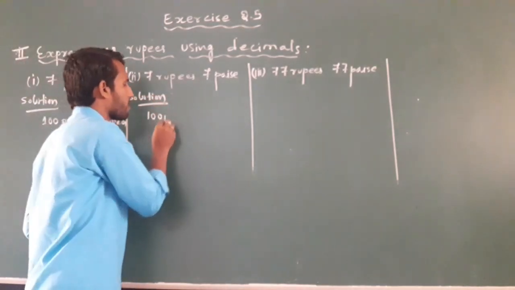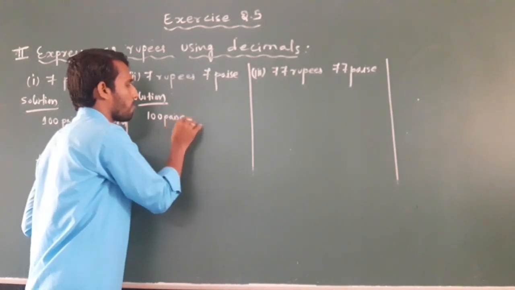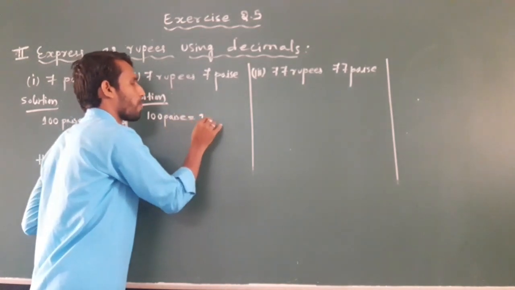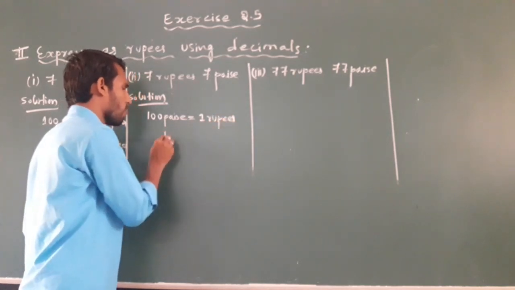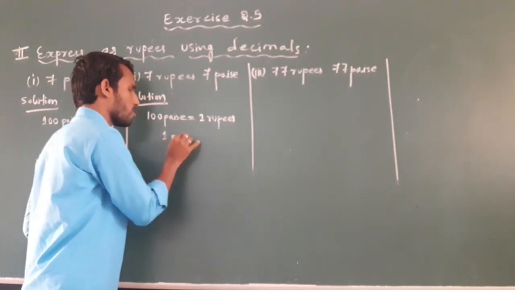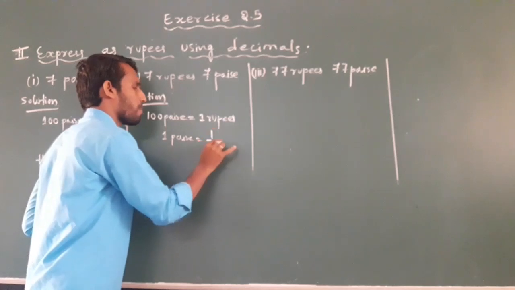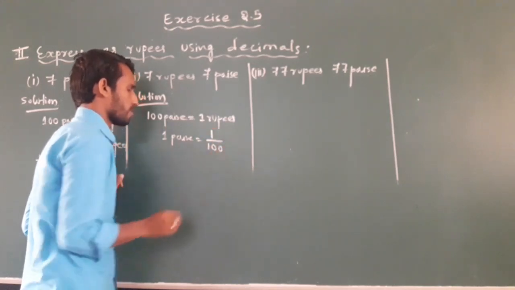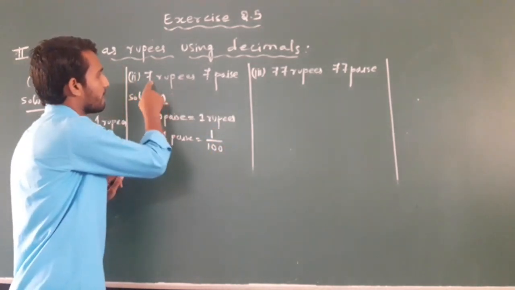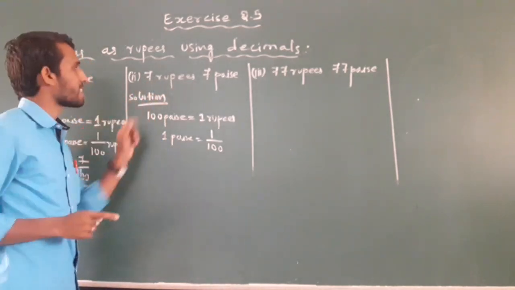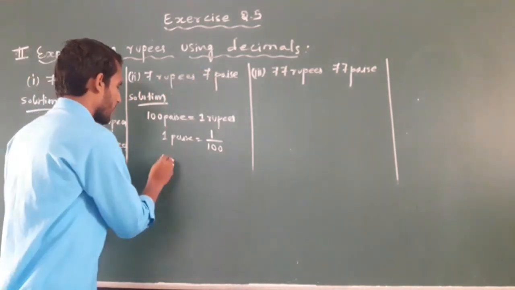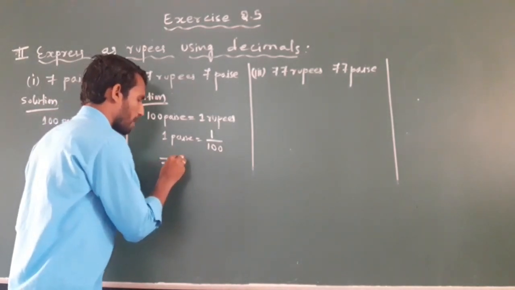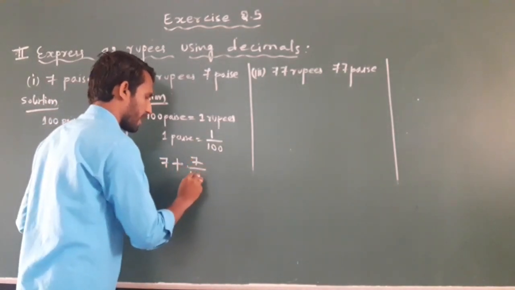Solution: 100 paisa is equal to 1 rupee. Then 1 paisa is equal to 1 by 100 rupees. Now we have 7 rupees, this is the old number, and we have to find 7 paisa. Now we can write 7 plus 7 by 100.